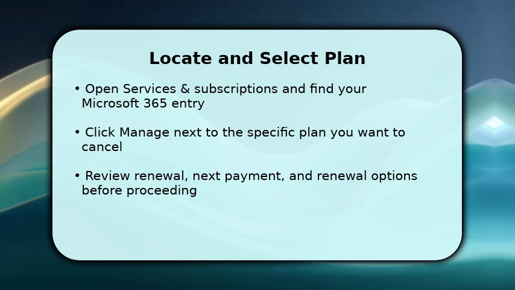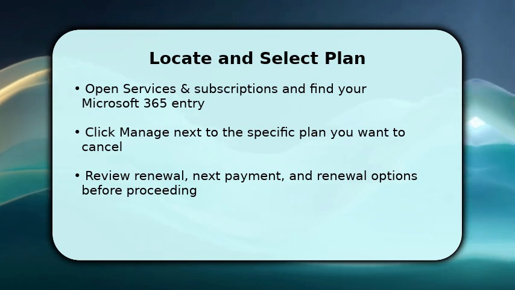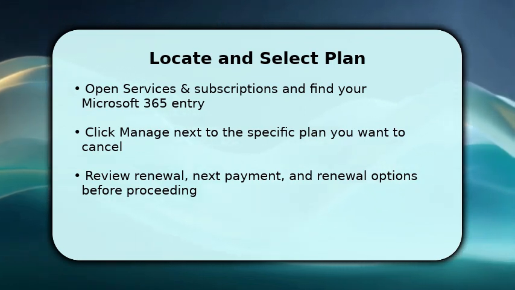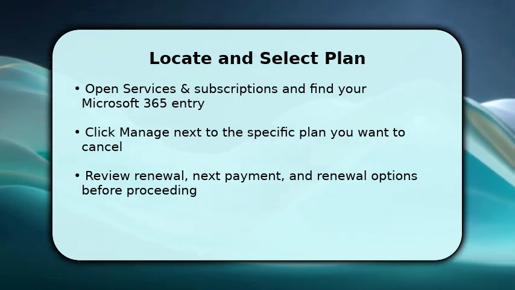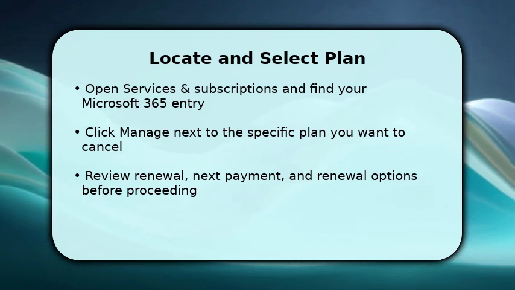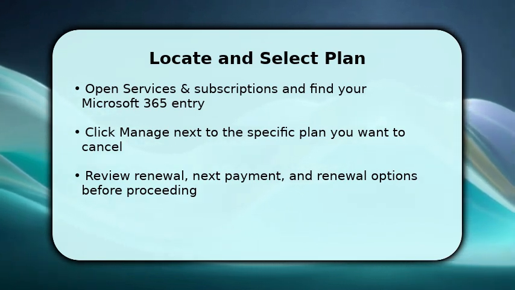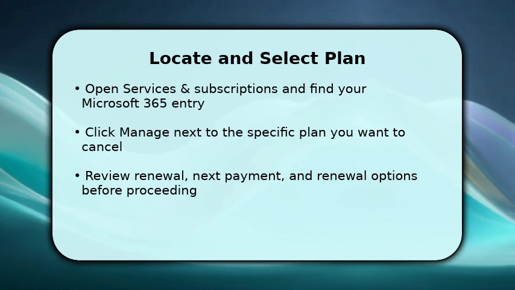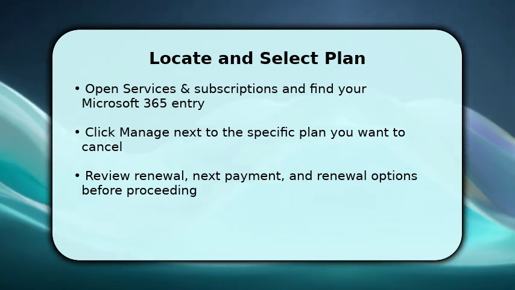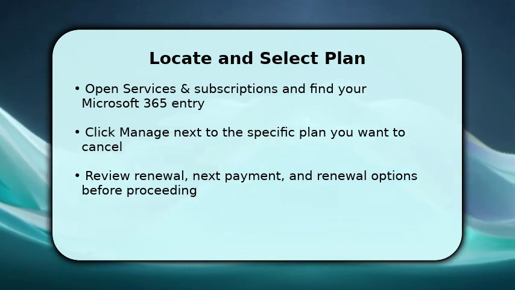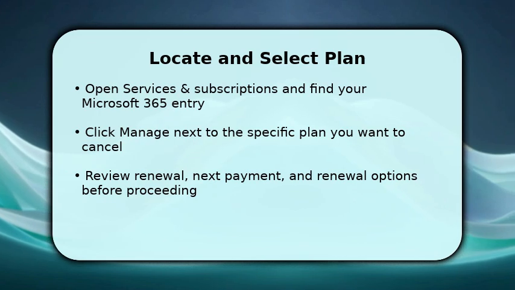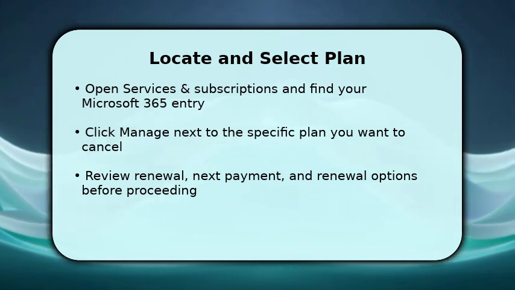Once in Manage, look for Cancel Automatic Renewal or Turn Off Auto Renew. Choose the option that matches your goal. If you want immediate termination, select Cancel Subscription and follow prompts to confirm. If you prefer to stop future charges but keep remaining time, pick Turn Off Auto Renew. Make sure to read any info about prorated refunds or access loss before confirming so you know the consequences.